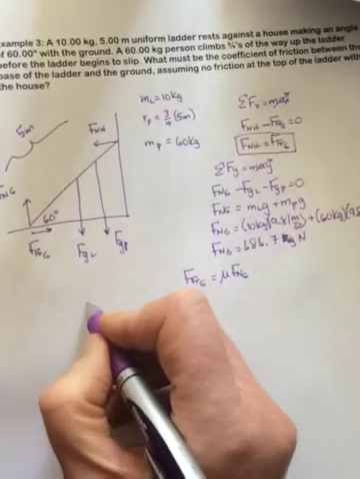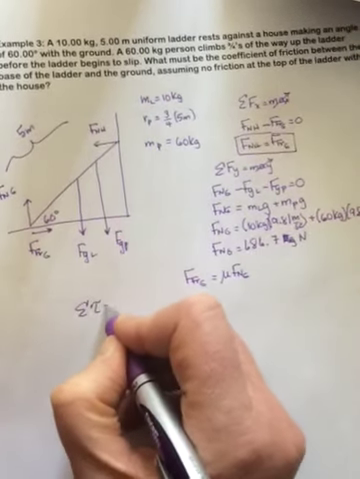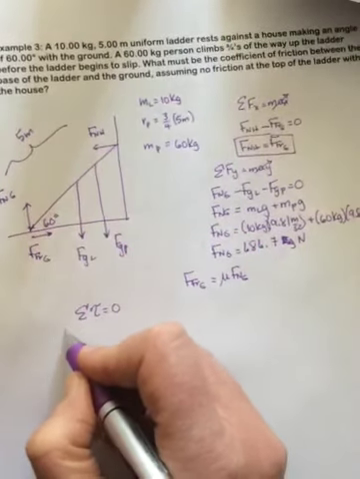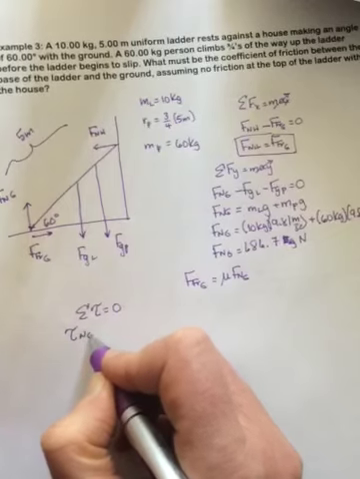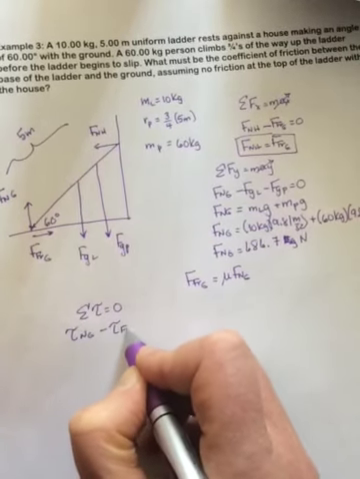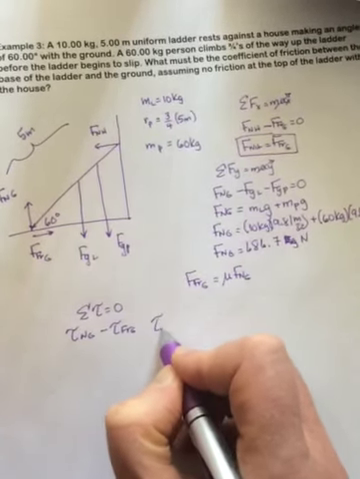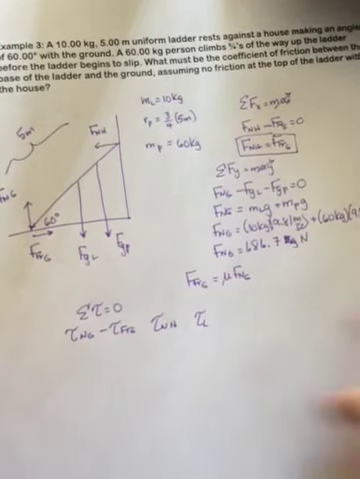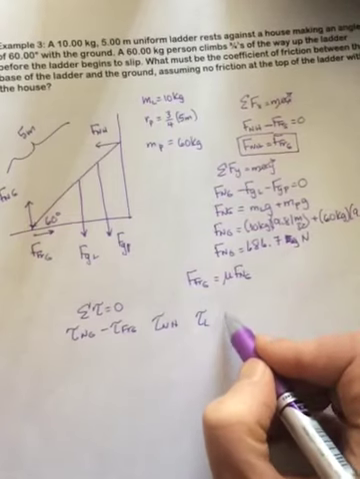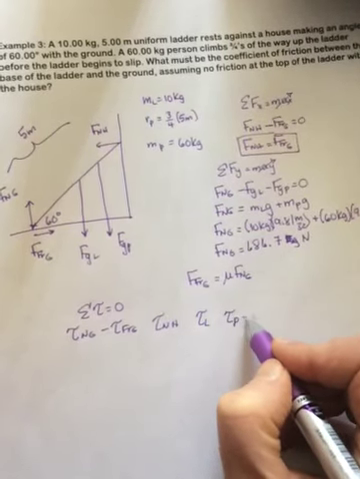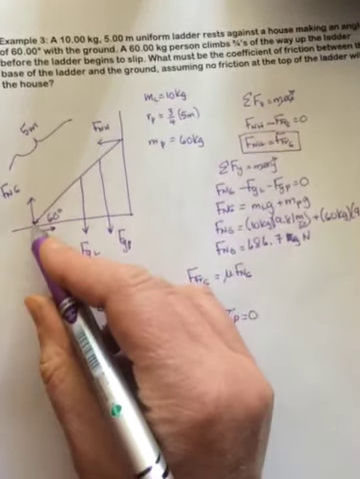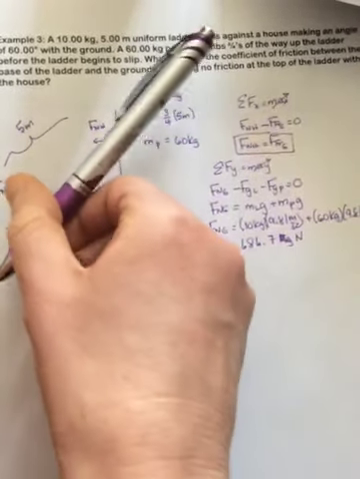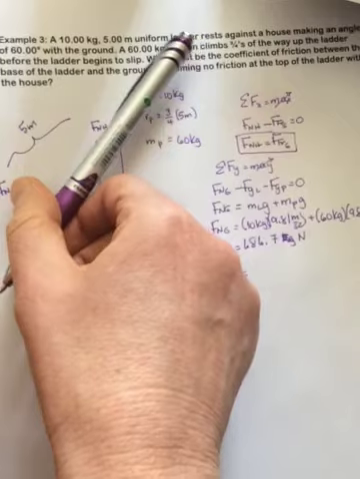So we're going to do some of the torques, and we're going to pick our pivot point down here, so that we, in theory, would have 5 torques: torque of the normal of the ground, torque of friction of the ground, torque of normal of the house, torque of the weight of the ladder, and torque of the weight of the person. I say in theory because if we pick our pivot point down here, these two will go to 0.